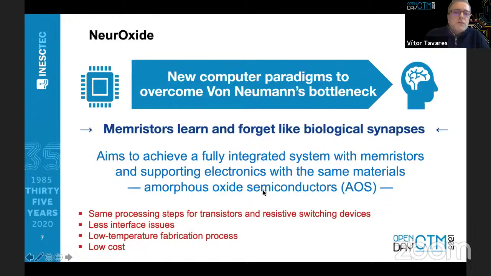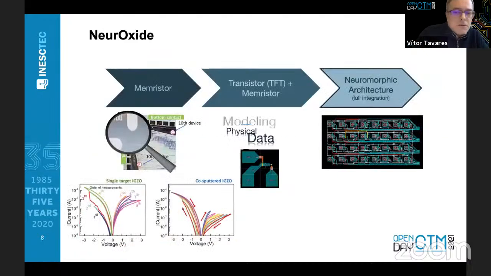Okay, and the materials we are focused on are amorphous oxide semiconductors, more precisely amorphous gallium indium zinc oxide, a-IGZO, and those kinds of materials are the ones that are being used, for example, for the flat panel displays that you have now in front of you. Okay, so the basic idea is to minimize the interface problems that you have when you build memory systems with one technology and electronics with another technology. Also, this fabrication process is very low temperature and very low cost. It's much less complex than building with CMOS silicon systems.